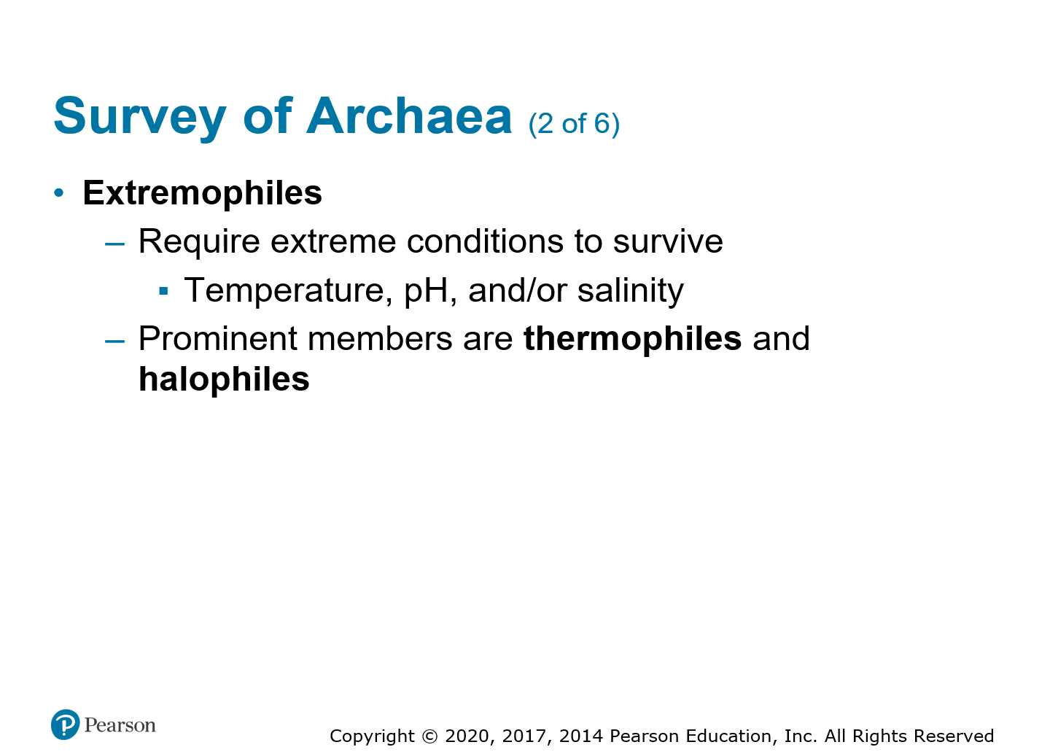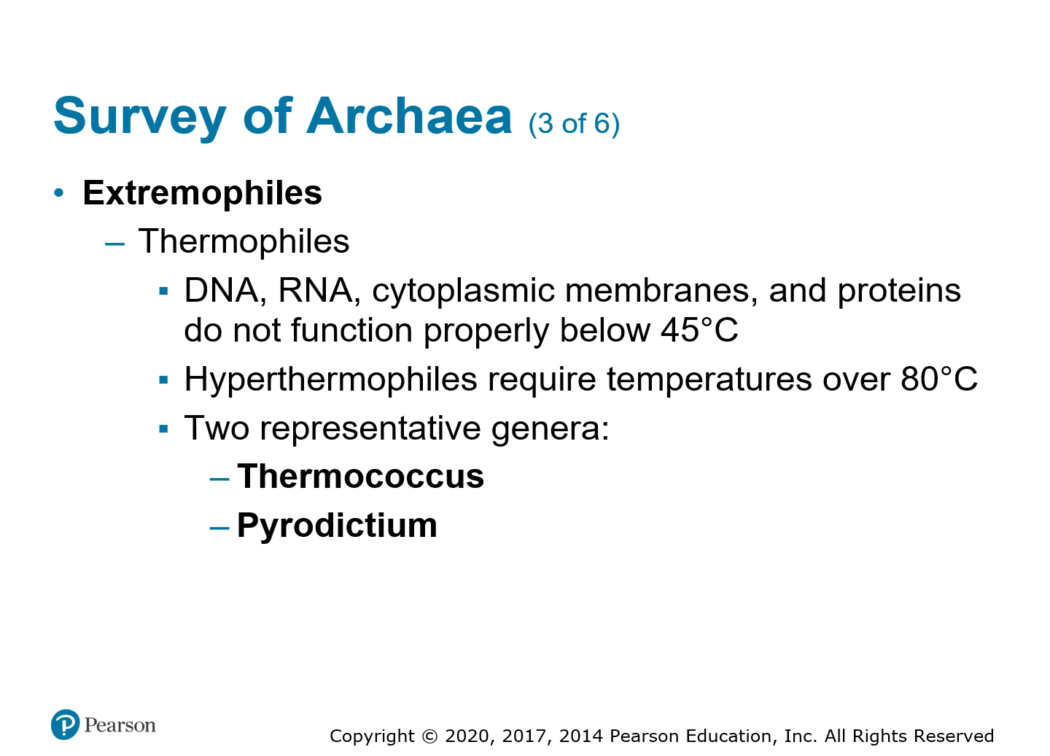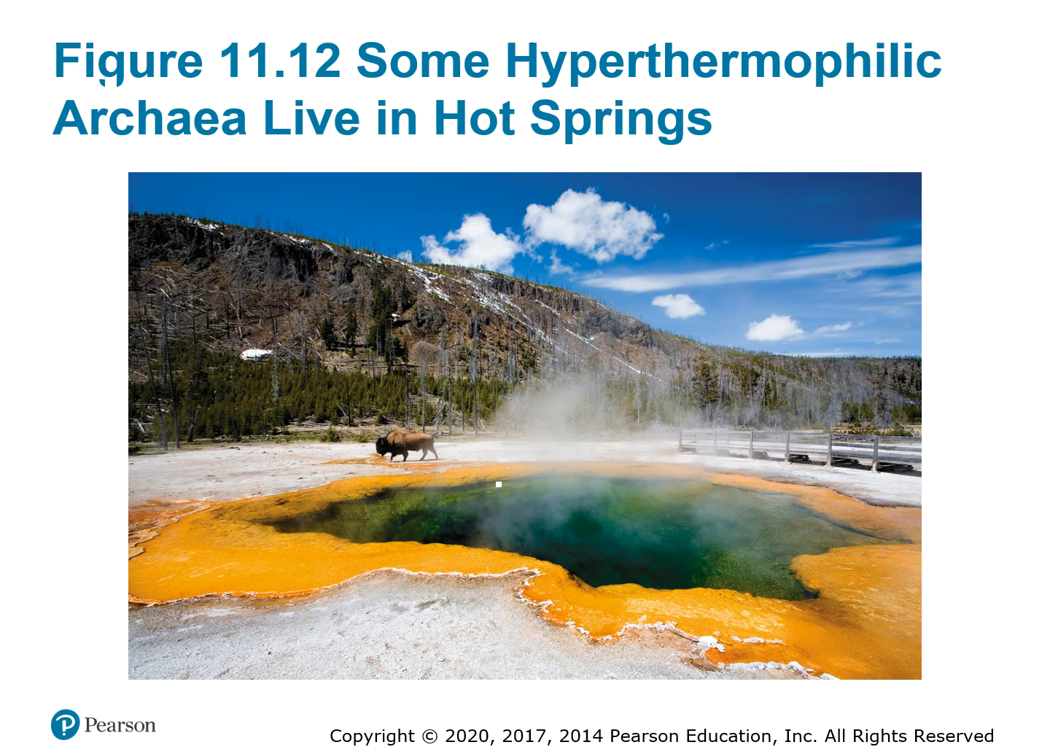The prominent members of this are the thermophiles and the halophiles. So the thermophiles, the DNA, RNA, cytoplasmic membranes, and proteins don't function properly below 45 degrees Celsius. So again, this is Celsius, not Fahrenheit. So these like it pretty hot, right? Hyperthermophiles require temperatures over 80 degrees Celsius. There's two representative genera here. There's Thermococcus and Pyrodictium.